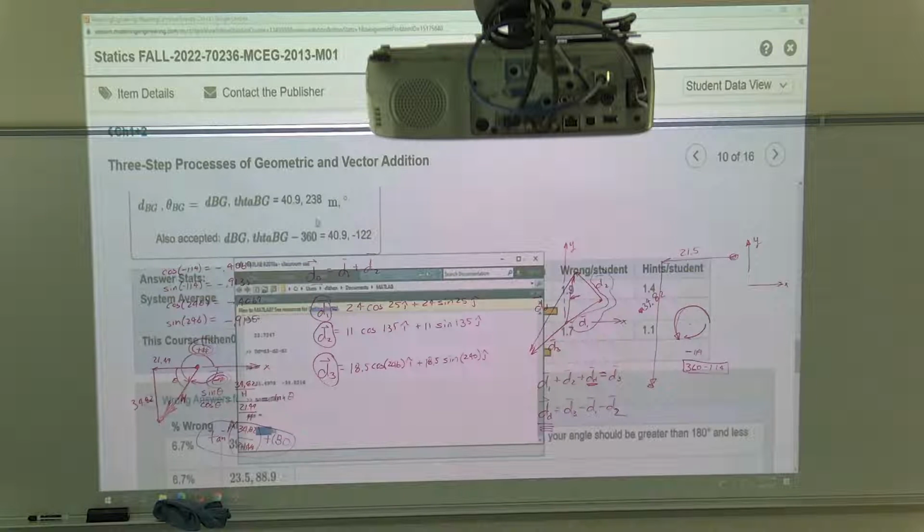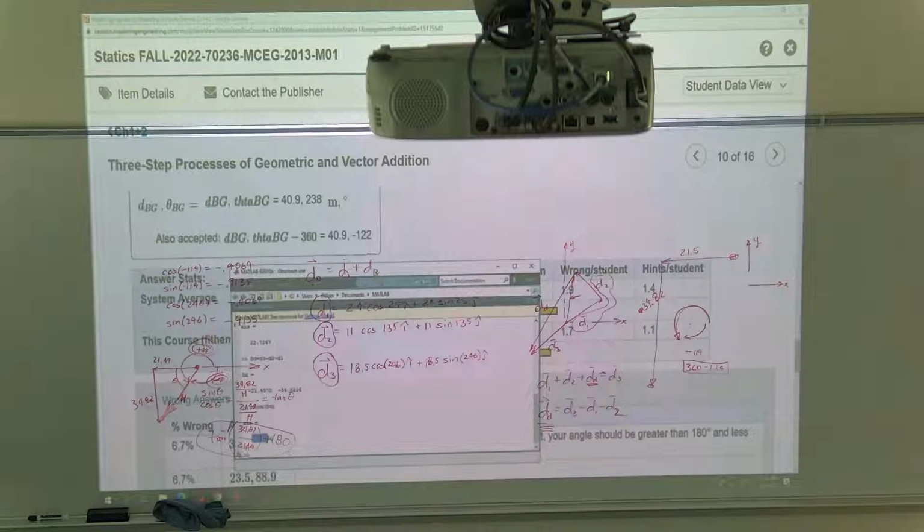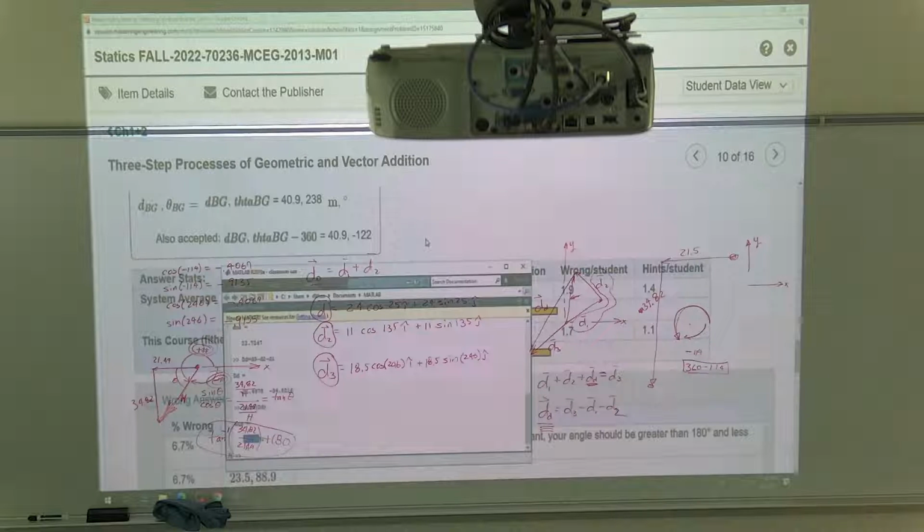That's really weird. Okay, and then the angle being 40.9, or either that or the minus 122. So that's a little strange too. Also accepted is that and that. So I guess on their end, they would have to write the software to accept either one. I'm guessing that they have that done. So I don't know, did I answer it, or didn't I answer it?